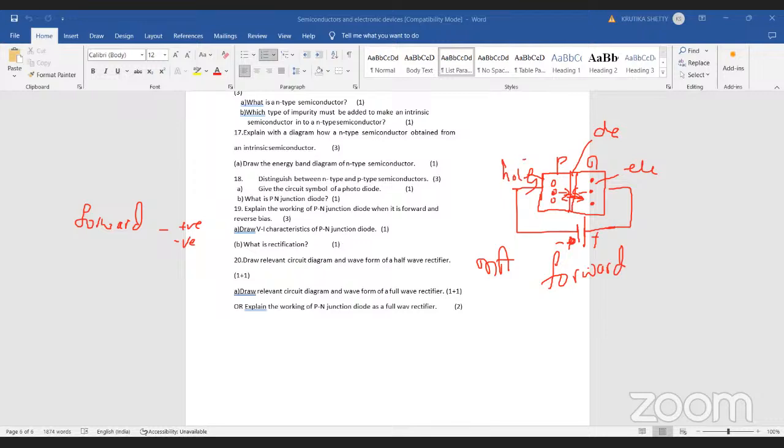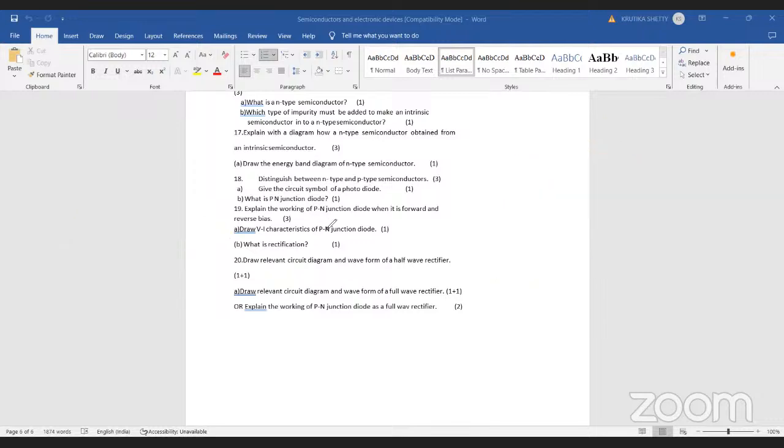Okay, in question number 19 there is a sub question, students. Draw VI characteristics of a PN junction diode and what is rectification. So what is rectification? Rectification is a process of converting AC into DC. The process of converting AC into DC is called as what? That is rectification, we say.